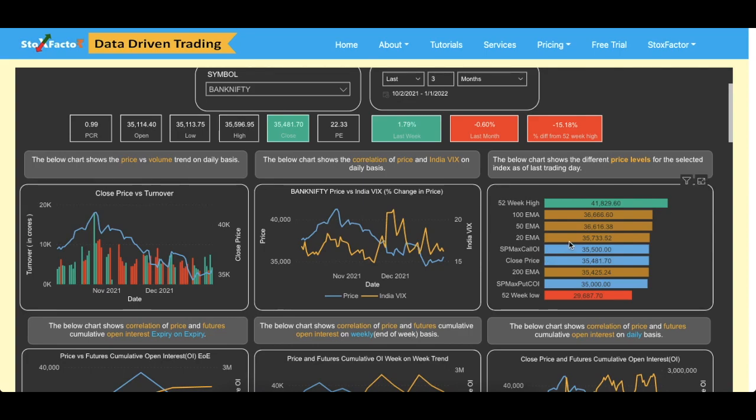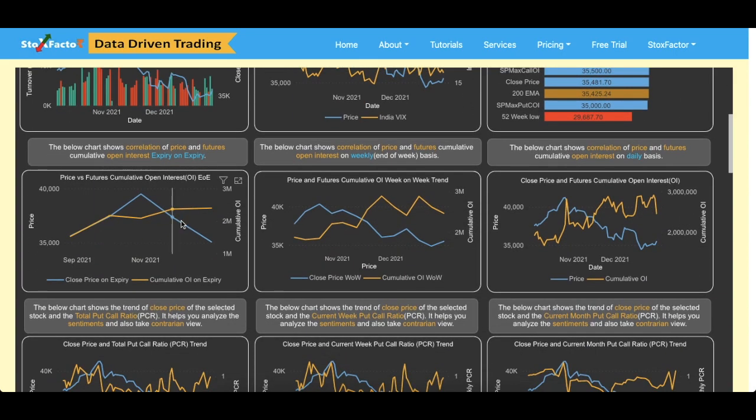So the major resistance is at 35,500 and major support comes at 35,000. So there is a tight 500 point range. Now looking at the futures cumulative open interest. So let's start with the futures cumulative open interest expiry on expiry.